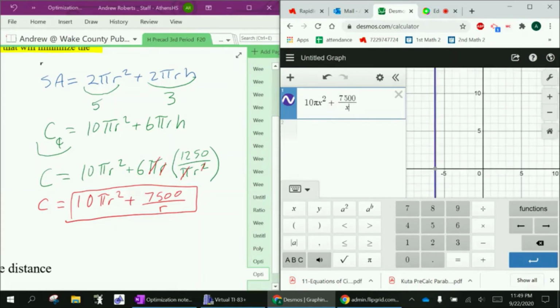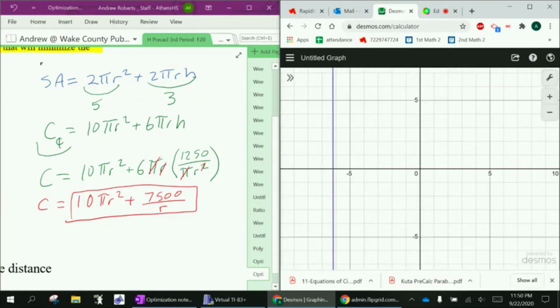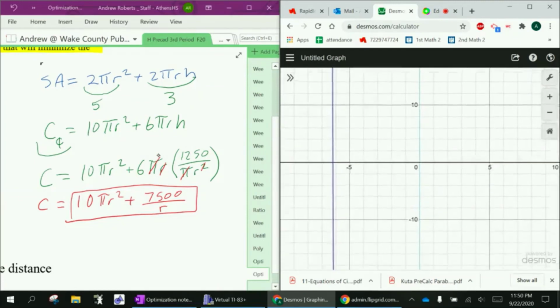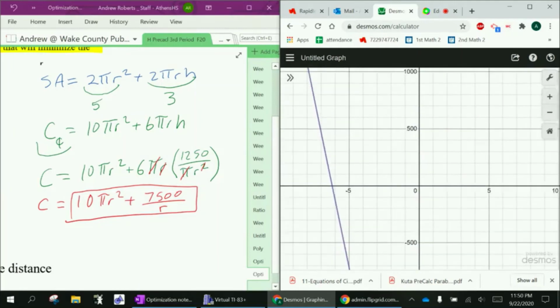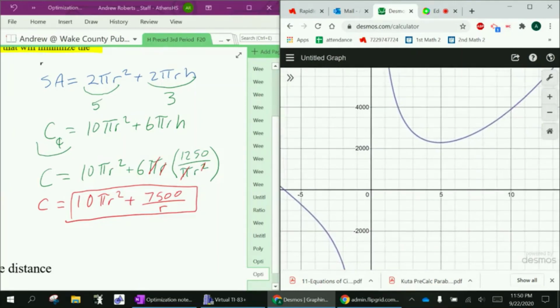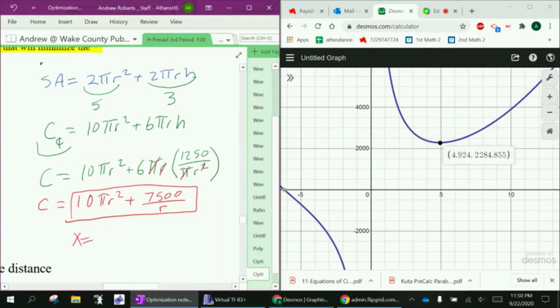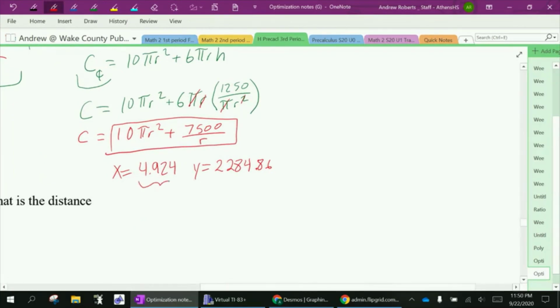Okay. Now, if you're home, one trick, if you have a touch screen, if you pinch on the y-axis and pull them together, it will shrink just the y-axis and not the x, which makes it easier sometimes to find minimums a little more quickly. Okay. And so I get x equals 4.924 and y equals 2,284.86. Now, this x is actually my r value. That's my radius. This y is actually my cost in cents.